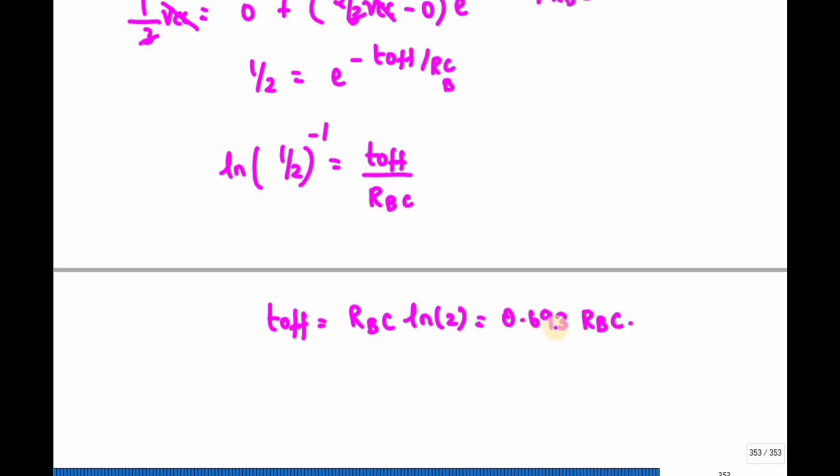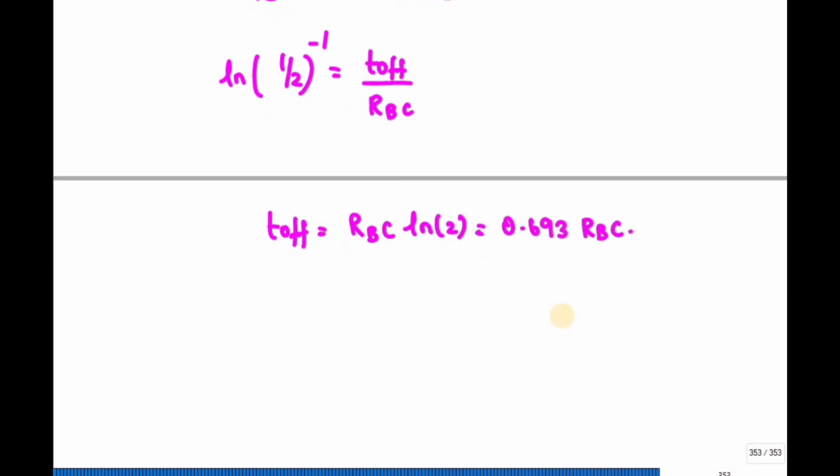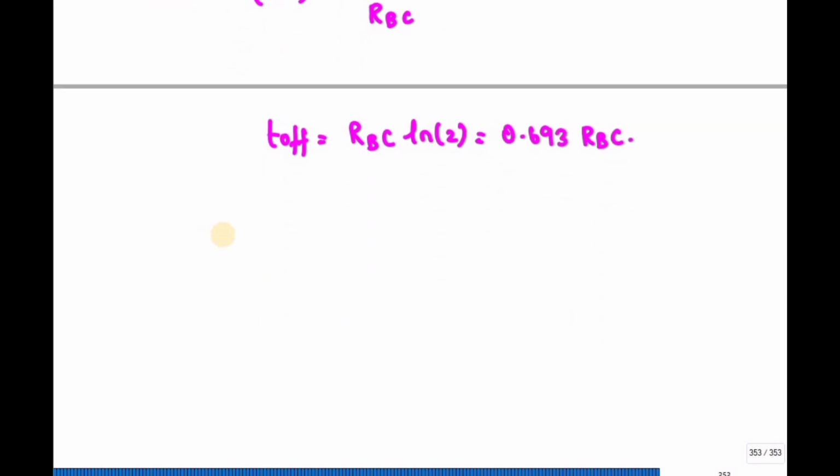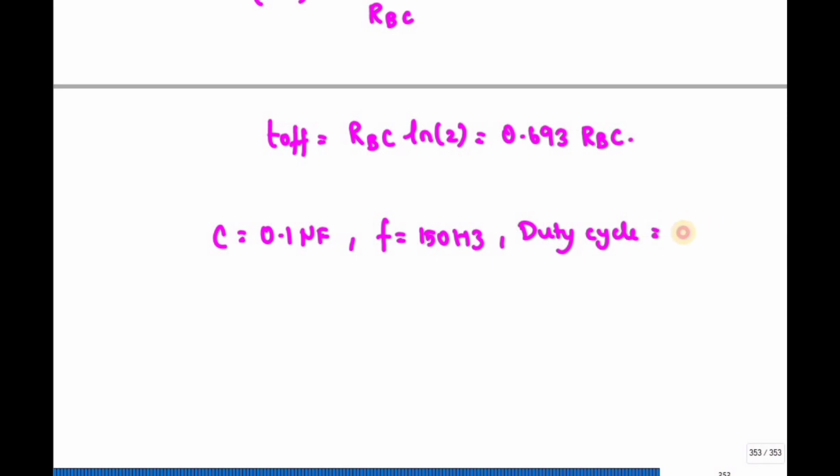Okay. So next let us discuss one problem based on the university exam. The question is to design the astable multivibrator using IC 555, and they have given the C value as 0.1 microfarad, and the frequency we are supposed to get is 150 hertz, and duty cycle is equal to 70%.